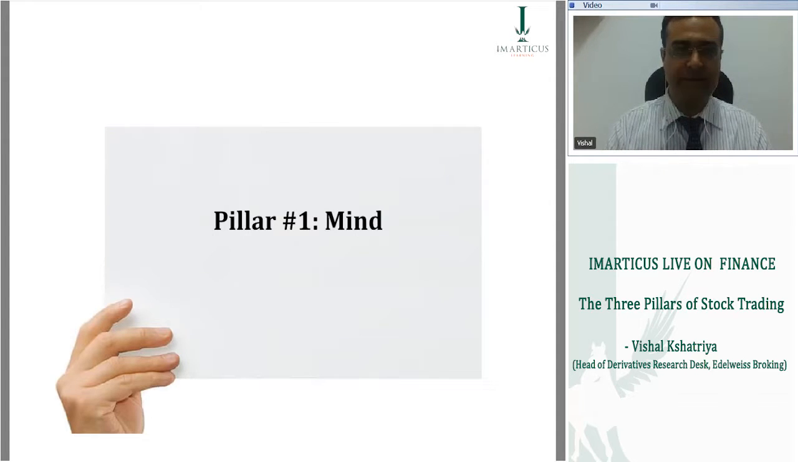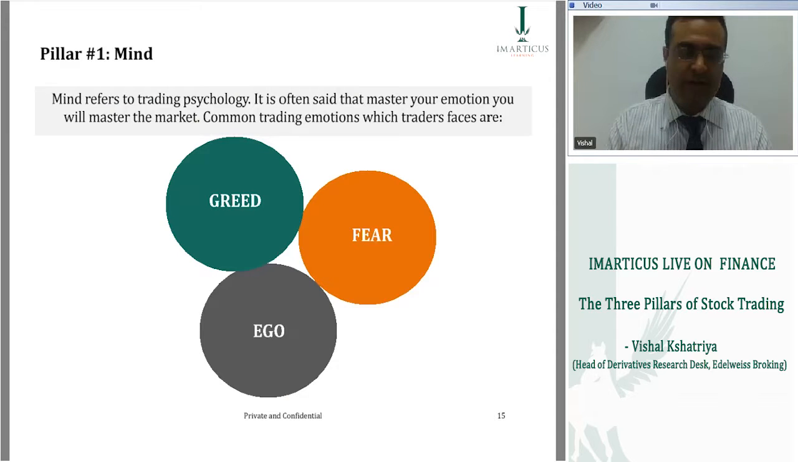Let us start with the mind. As I mentioned, mind refers to psychology. It is often said that if you master your emotions, you can master your markets. There are 3 important emotions which come into your mind while trading. The first is greed, second is fear, and third is ego. Those who are trading will be able to understand this. What is greed? What is fear? And what is ego?